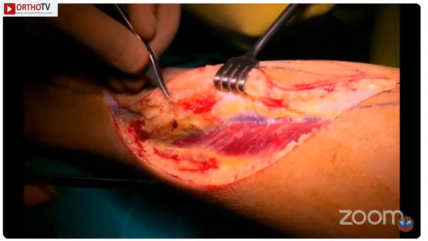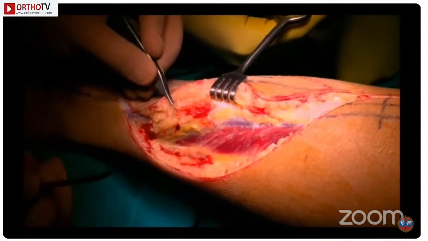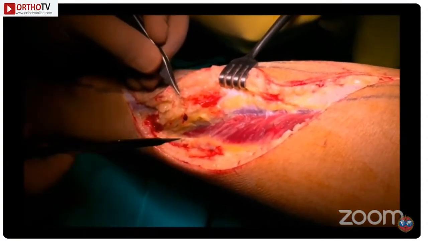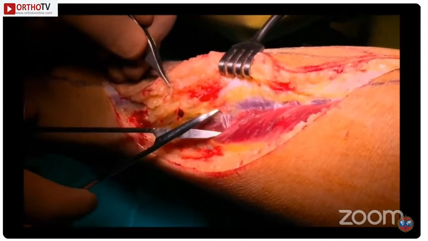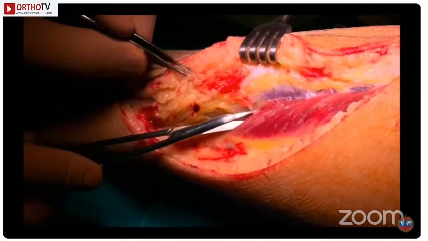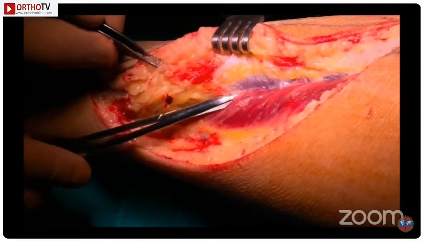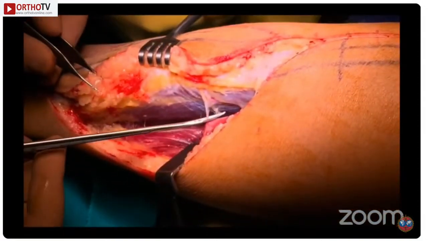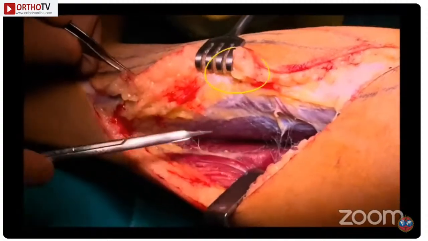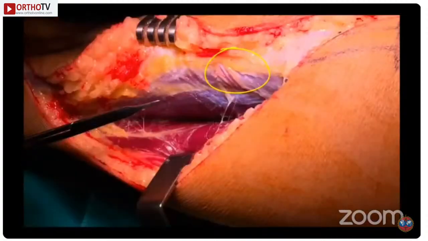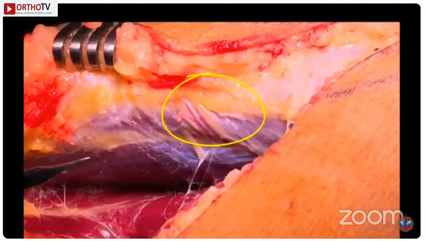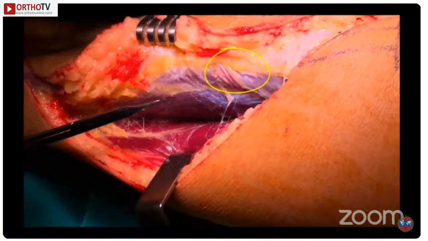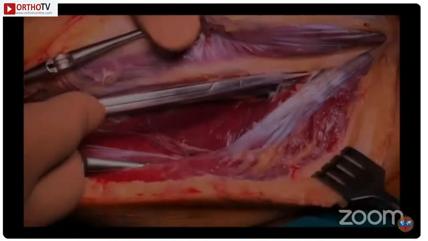Next, the posterior aspect of the skin paddle is elevated with deep fascia, and the skin perforators can be seen under the deep fascia. The perforators are further visualized by separating the gastrosoleus from the posterior crural septum, and at least one perforator is needed to supply the skin paddle.